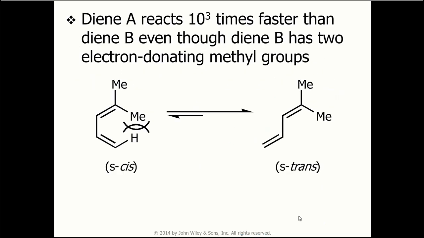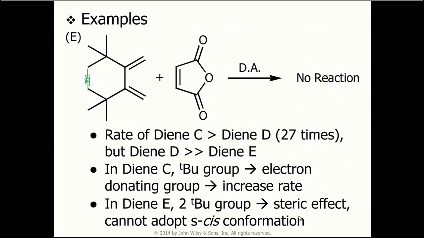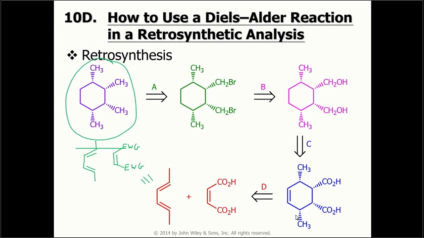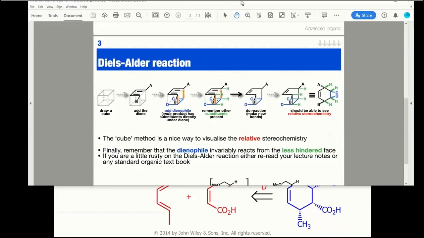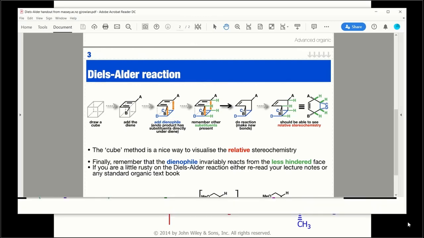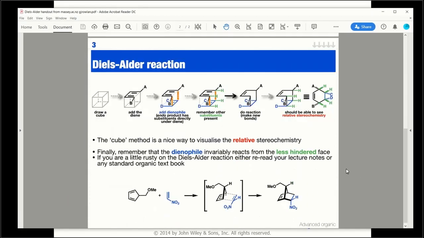And then you can get into situations where there are groups on both the diene and the dienophile, such as here. In this case, we have groups on both the diene and the dienophile. When you have functional groups on both the diene and the dienophile, that's when I want you to go to this handout that's on Blackboard and use the cube method. Get some practice using the cube method.